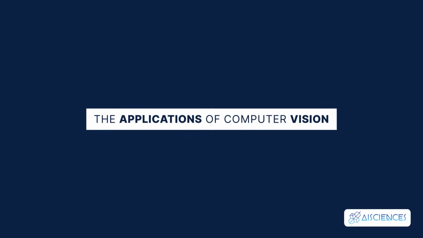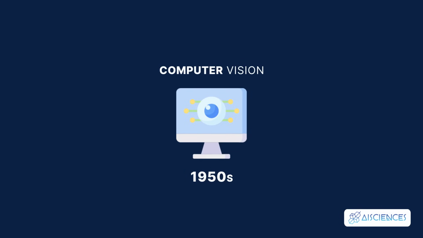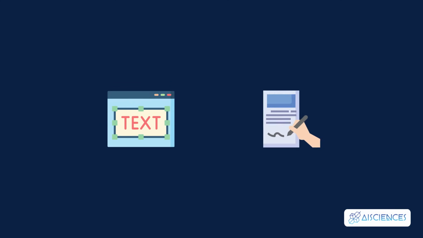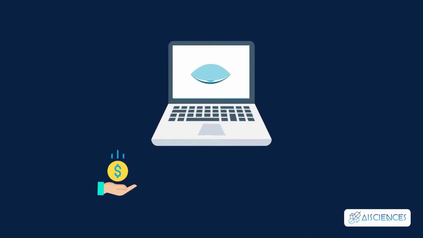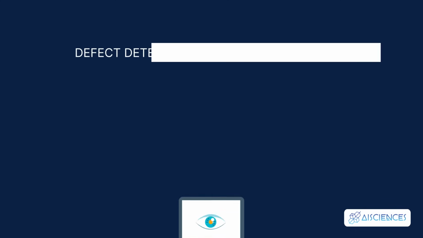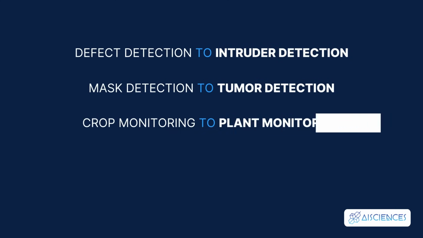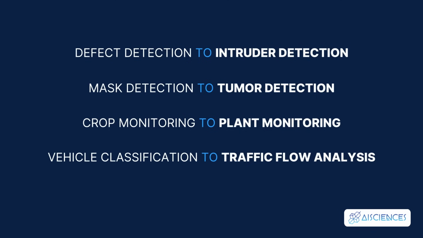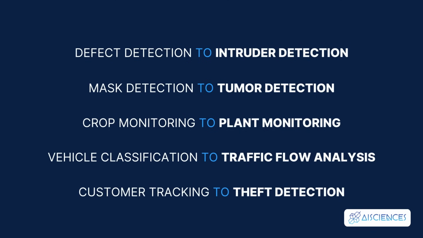The applications of computer vision. The earliest experiments in computer vision began in the 1950s. Computer vision was, however, first put to commercial use only in the 1970s to differentiate typed text from handwritten text. But today, computer vision is a reliable and mature technology that generates huge cost savings and saves time, from defect detection to intruder detection, mask detection to tumor detection, crop monitoring to plant monitoring, vehicle classification to traffic flow analysis, and from customer tracking to theft detection. The applications of computer vision are truly varied.